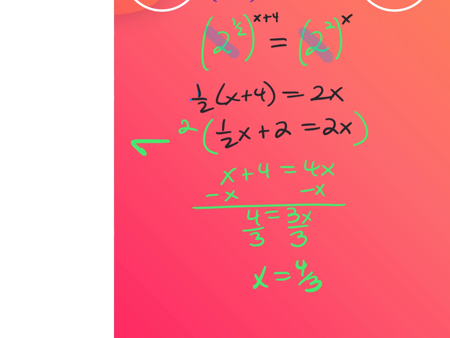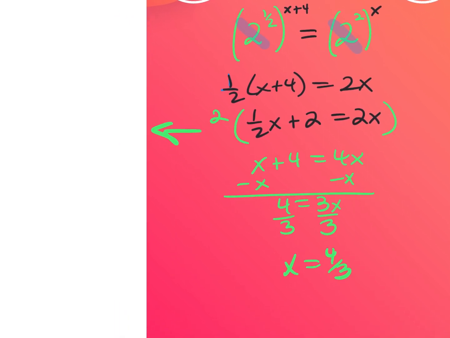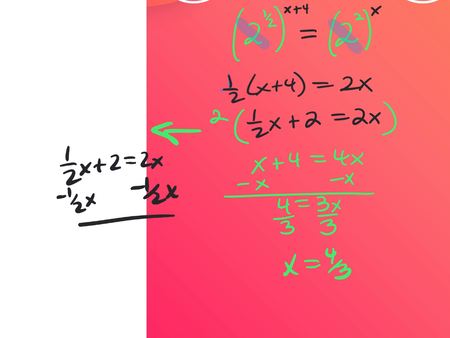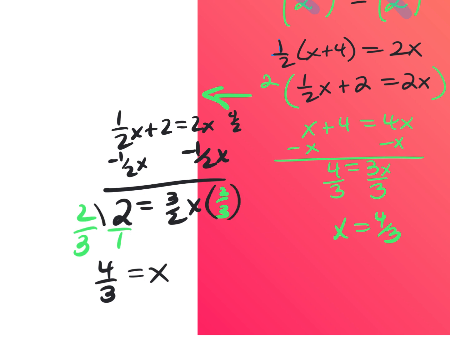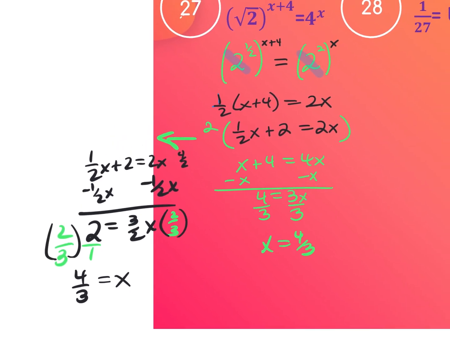If at this step you did not want to clear the fraction, then what you would have done is subtract the half, and this works as well, and get 2 is equal to, and I could change this to be 4 over 2. So then this becomes 3 over 2x. And then you would have to multiply by the reciprocal or divide by 3/2. And then what you end up with is the same answer I got. So you could also leave it the fraction. It just makes it a little bit easier when you go to solve. It's totally up to you.